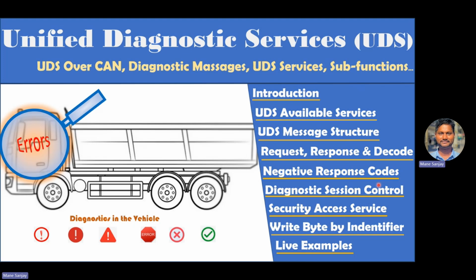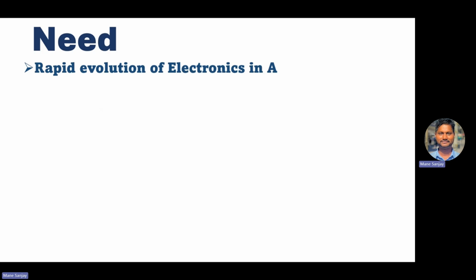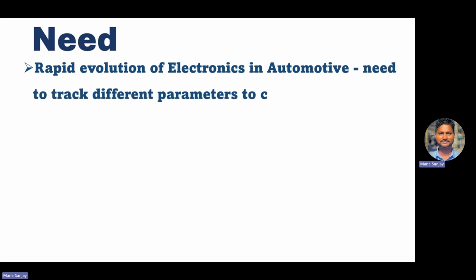But before jumping to the introduction part, it is always necessary to understand why the protocol was invented and what the need behind it is. This is what I'm going to cover in this slide. So what is the need? As you know, with the rapid evolution of electronics in the vehicle, the need to track and control the vehicle's different parameters from a drivability point of view was very crucial in the past.